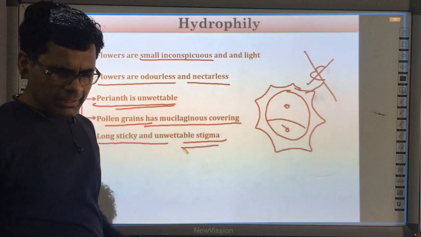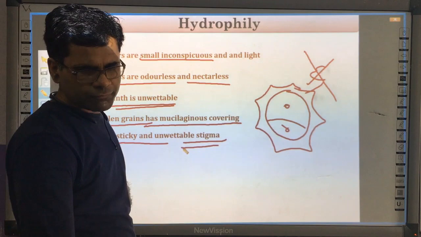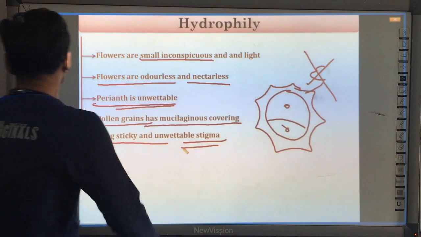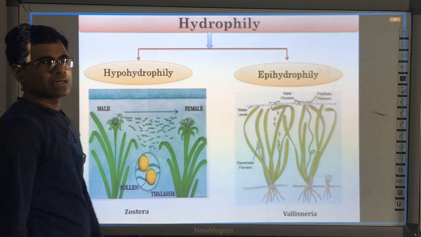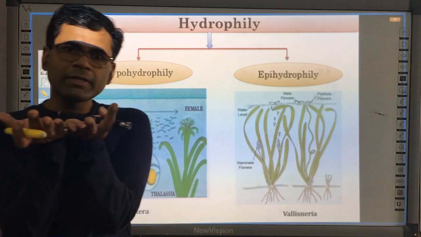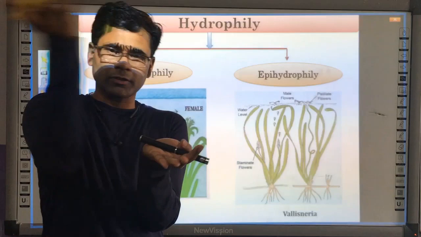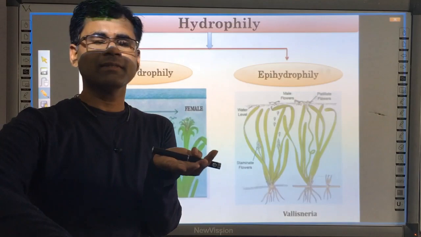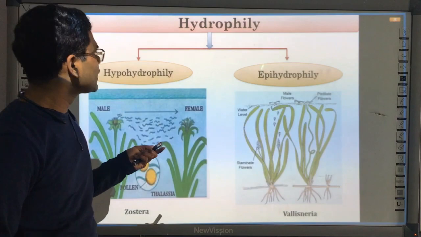Hydrophily is basically of two types. In one case, the pollination takes place on the surface of water. And in the other case, the pollination takes place in the water. So on the basis of these two, hydrophily is again classified into hypohydrophily and epihydrophily.